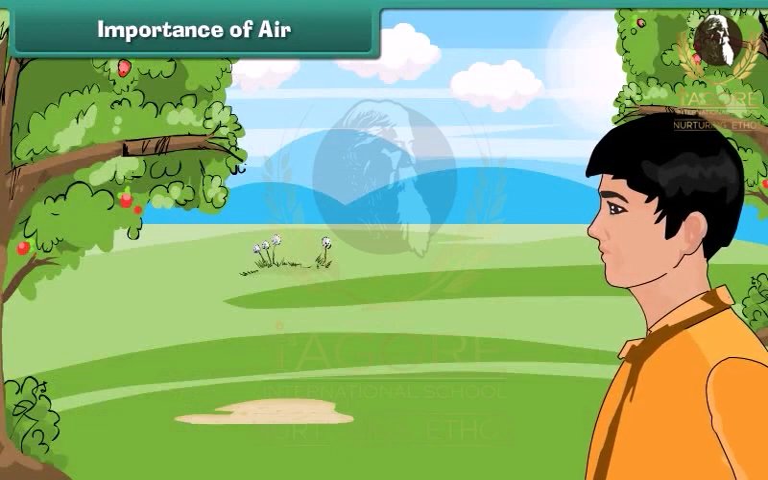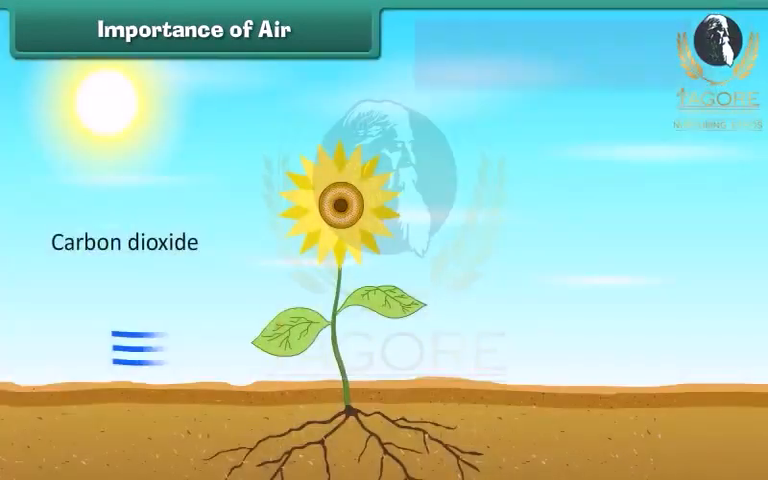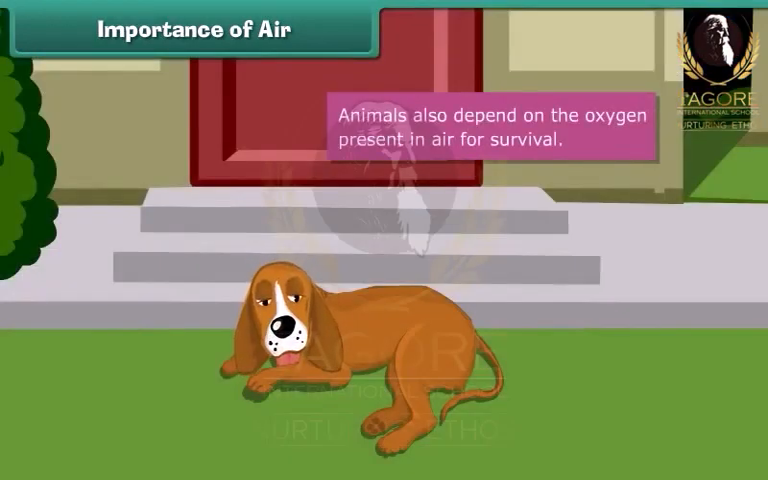Importance of air. Air supplies human beings with oxygen, which supports life. Plants take carbon dioxide from air to make their food. Animals also depend on the oxygen present in the air for survival.